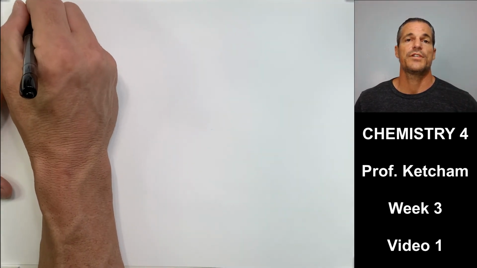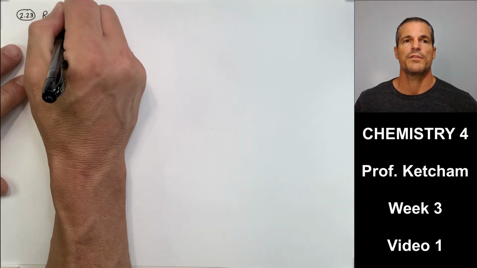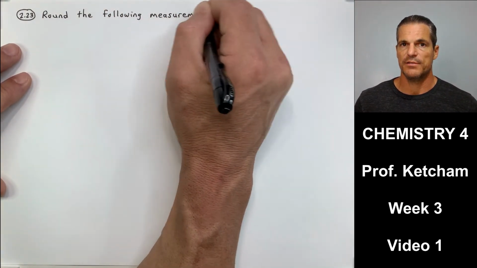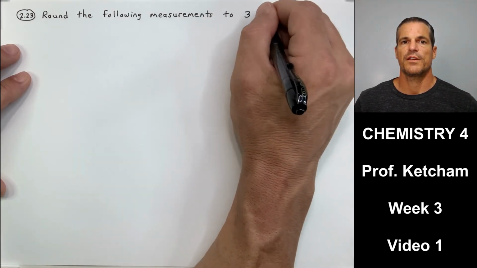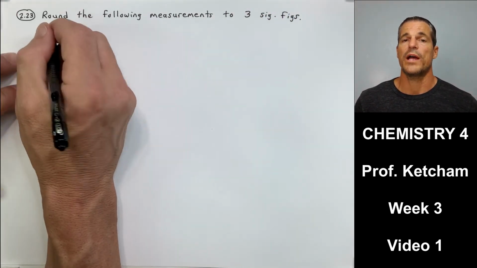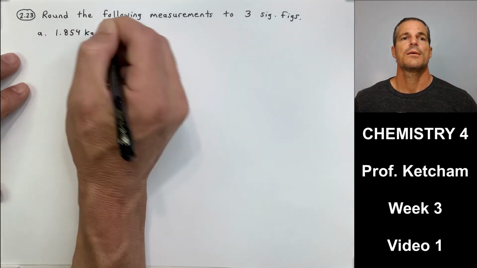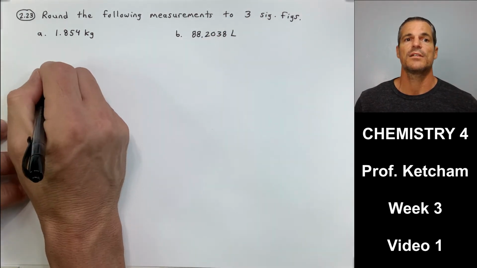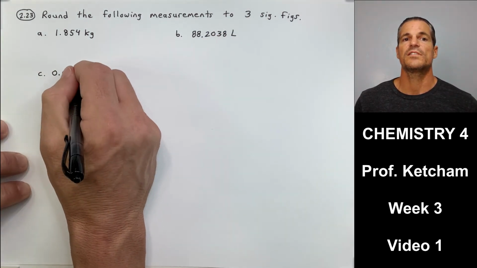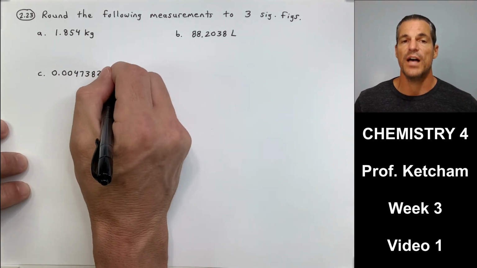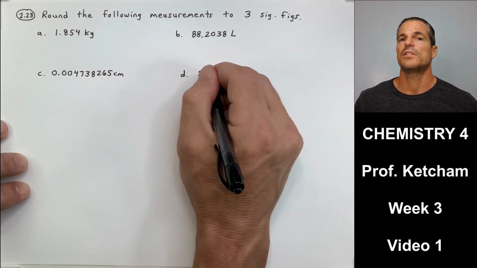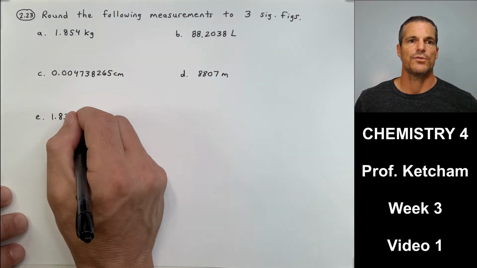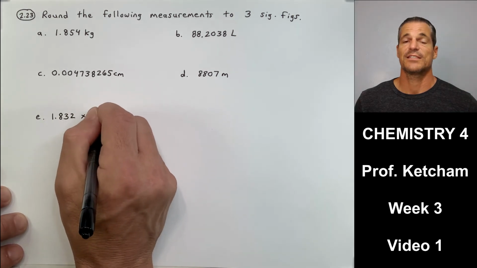All right, this is chapter 2 from your book, number 23. It wants us to round the following measurements to 3 significant figures. So I'm going to take the measurements given, round it to 3 significant figures. A, 1.854 kilograms, B, 88.2038 liters, C, 0.004738265 centimeters, and D, 8807 meters. E, 1.832 times 10 to the 5th seconds.